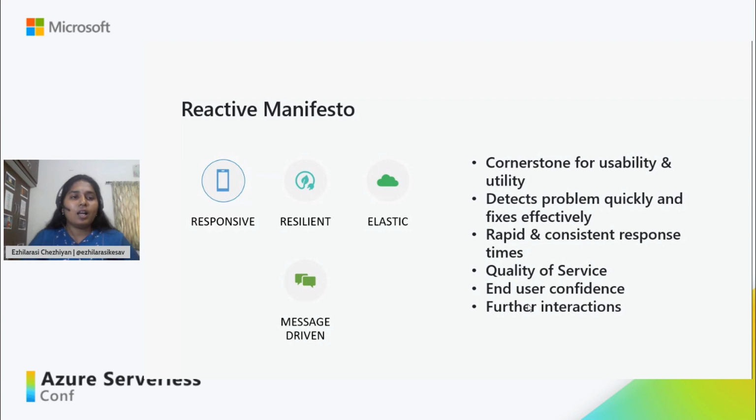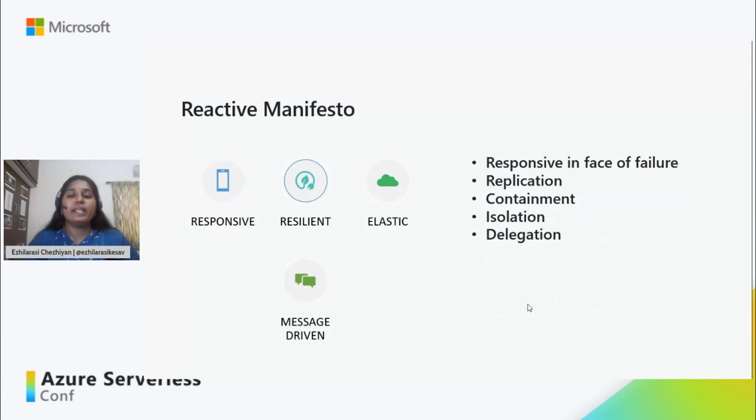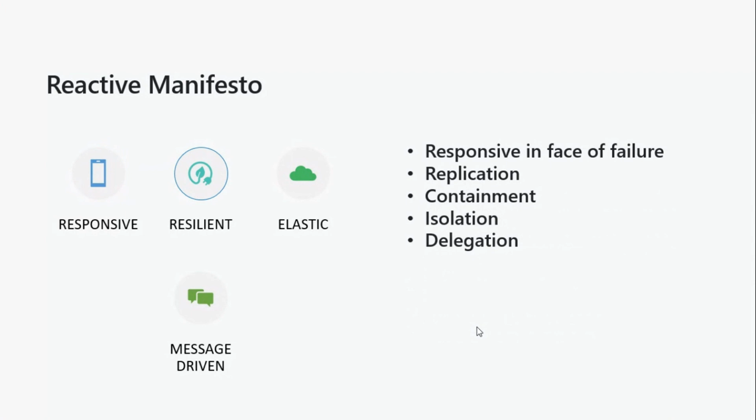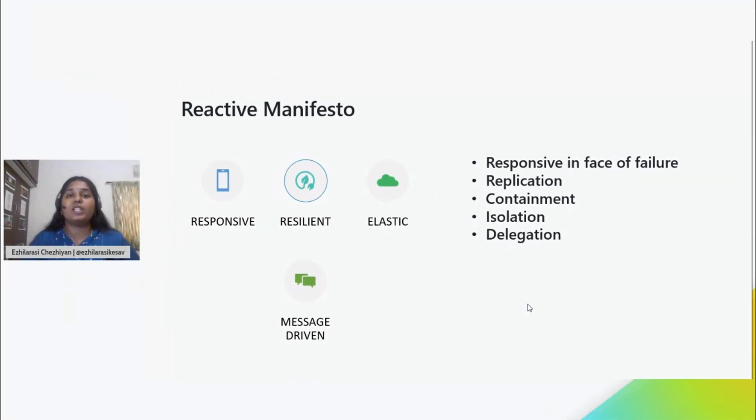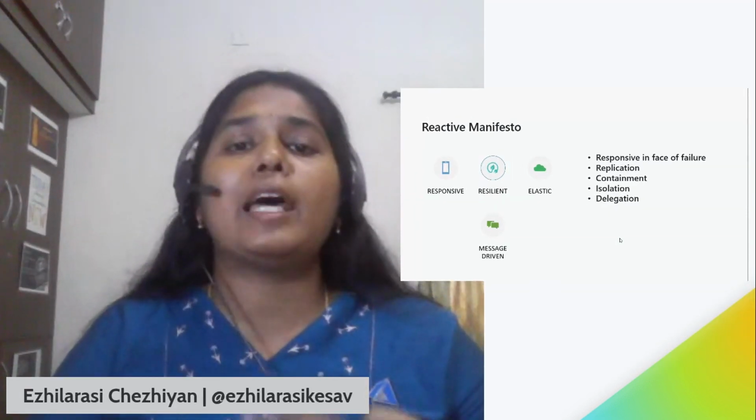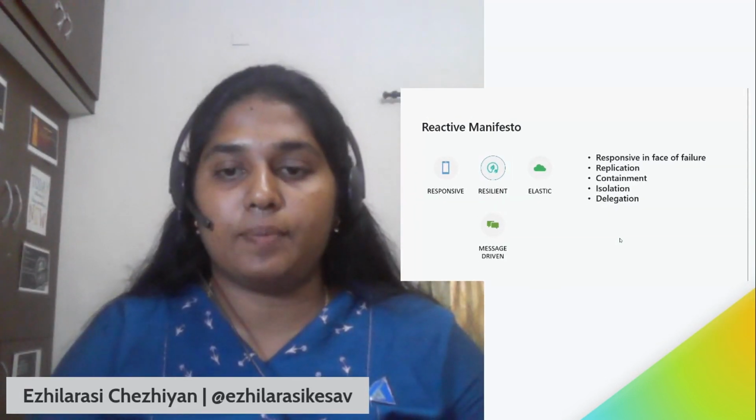So, how can I build a resilient system? Resilient systems should stay responsive in the face of failure. This applies not only to highly available mission-critical systems. Any system that is not resilient will go unresponsive after a failure, which has to be avoided. But how do I achieve resilience? Through 4 critical aspects: replication, containment, isolation, and delegation. Let me elaborate a bit more on all these 4 factors.